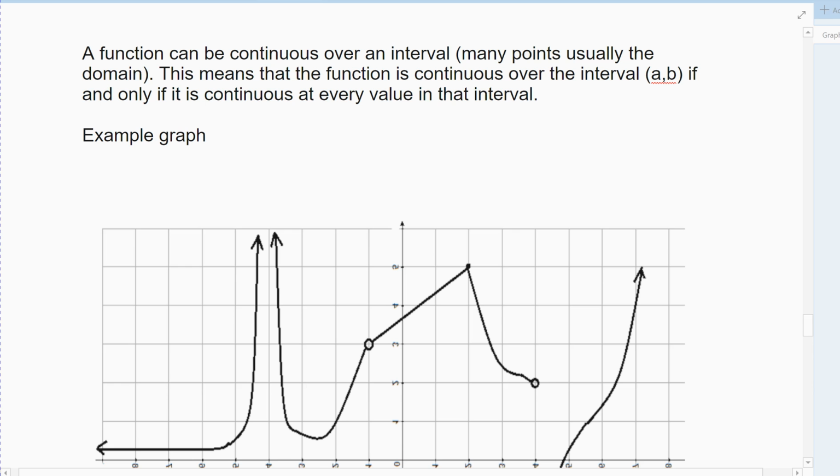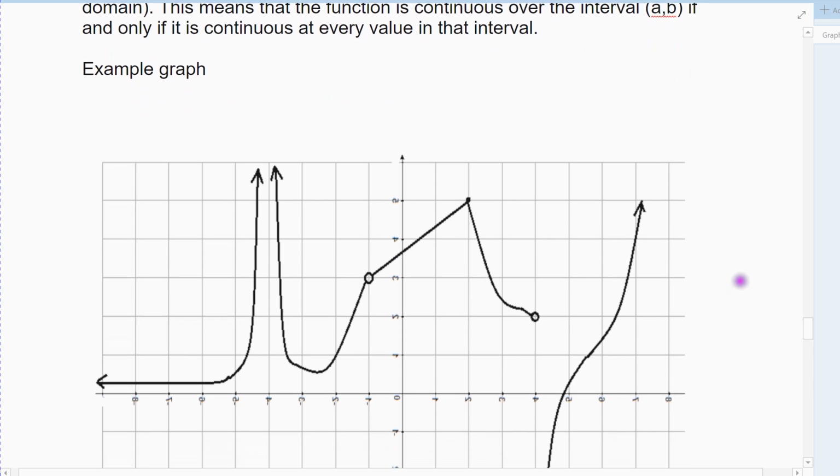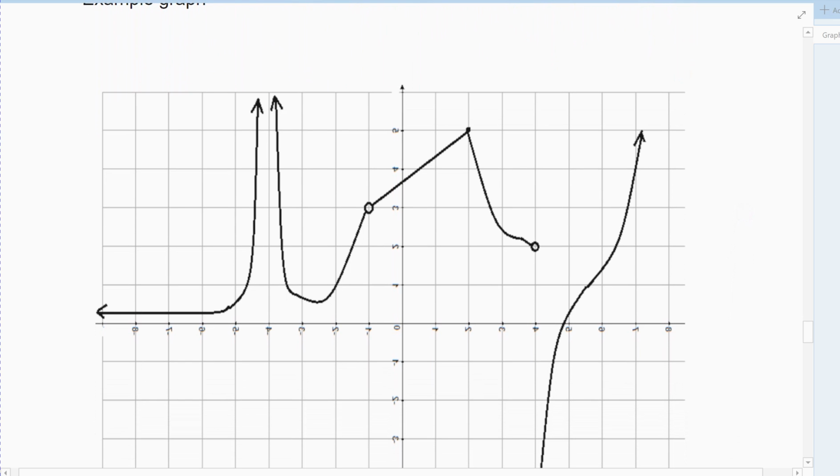This function's got some discontinuity. So here's an example. There are a few places where it's discontinuous, but most of it's continuous, right? This piece right here from negative infinity to negative 4 would be continuous. Now, there's a break at negative 4, and so it's discontinuous there. But then this piece is continuous. It's wherever I could pick my pen up and draw it without lifting it again. Wherever I lift it, that's a break. That's a discontinuity.